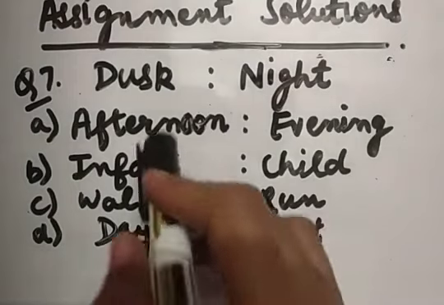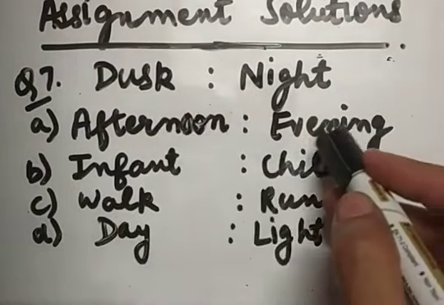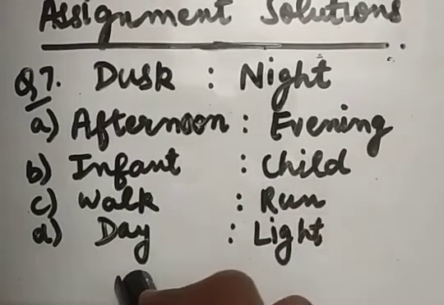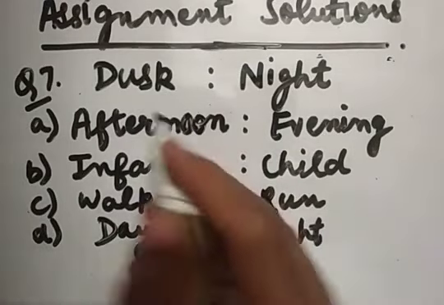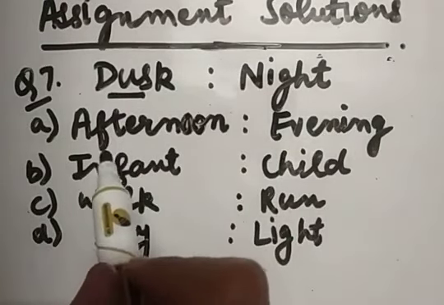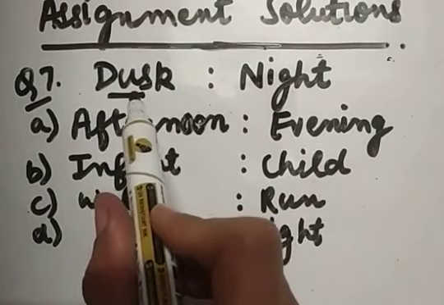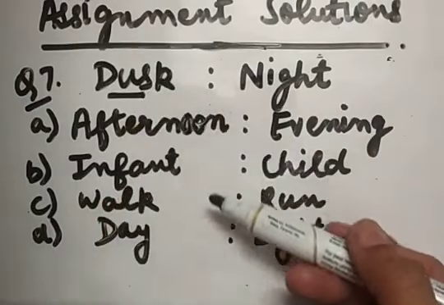Question number 7 is dusk, night, and the 4 options are afternoon, evening, infant, child, walk, run, day, light. So dusk is basically the time before night when it is not yet dark. So we need to find the same relationship.